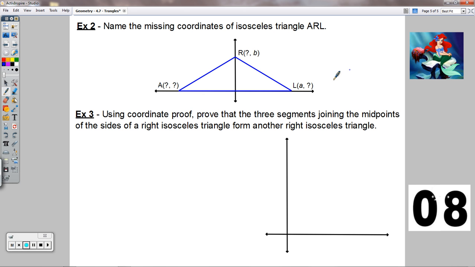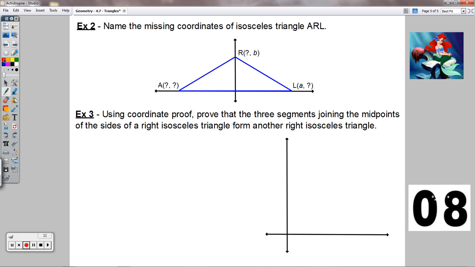ARL. Oh, look. It's Ariel. Which brings me to my next joke. What do mermaids wear? Algae bras. Ha! Yep. That's what they wear.